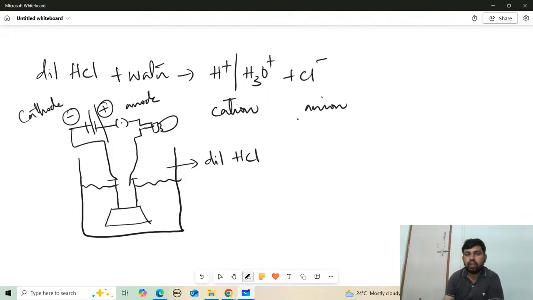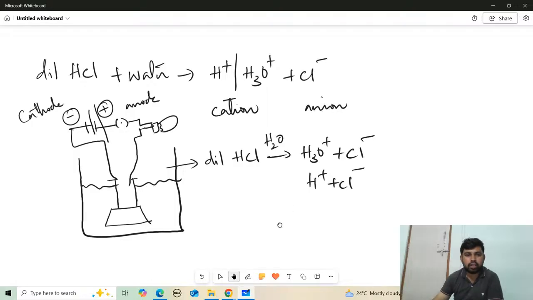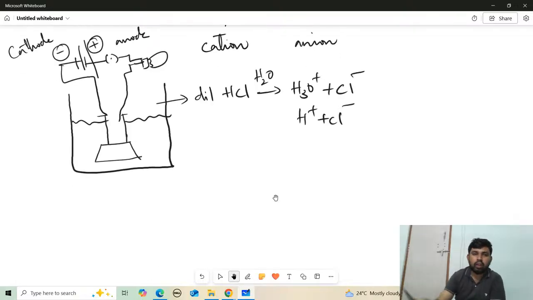Now see, in the presence of water it produces H3O plus ions and Cl minus ions, or we can say H plus ion and Cl minus ion. Now the reaction will take place here. Let us see whether the bulb will glow or not. This is the bulb. Now see, Cl minus will be there. Right? Let us write the reaction at the anode.